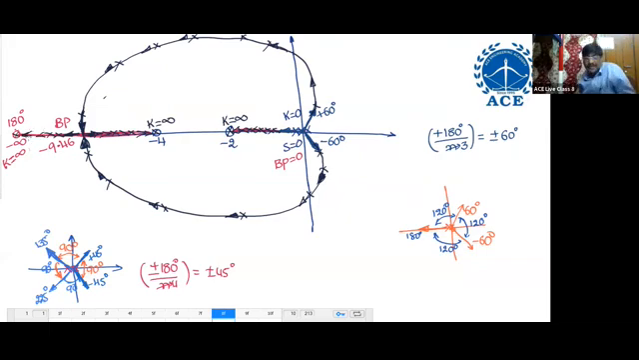This is the root locus diagram. It is not a circle shape. Look carefully, it is not a circle shape. Okay. Next problem.